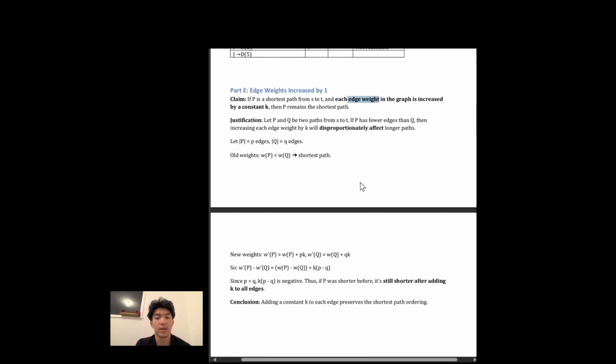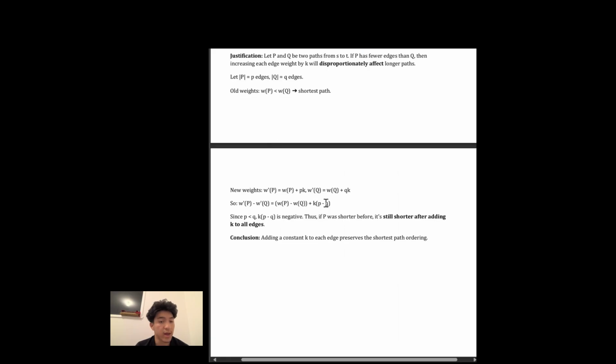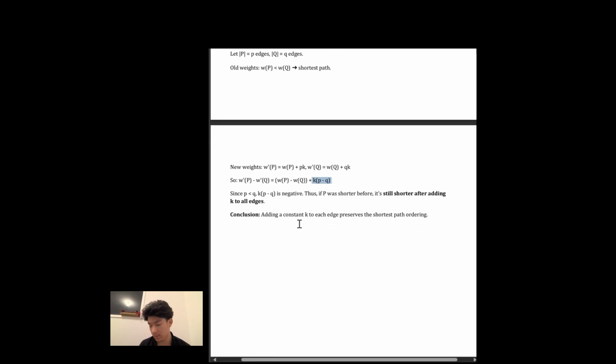In the last part, we are asked if each edge in a graph is increased by a constant k, does the shortest path change? The answer is no, because if you have paths p and q, where p is originally the shortest path, then if you increase it by a constant k, that only changes the final value but does not change the overall shortest path. Thank you.